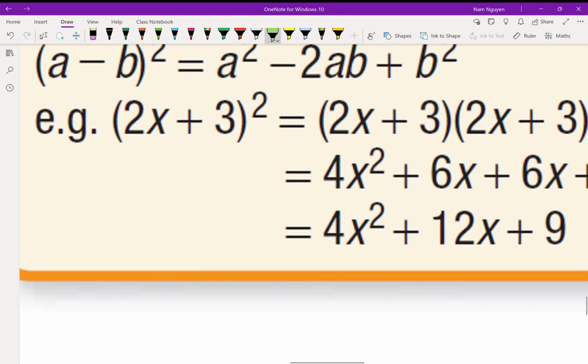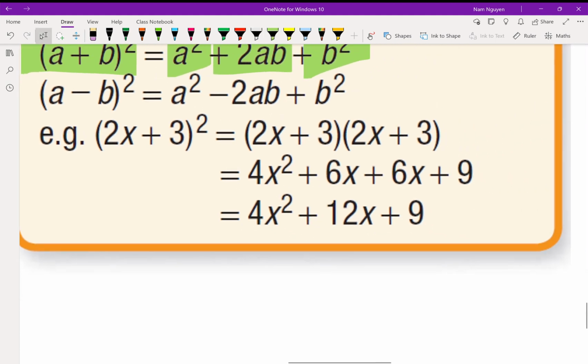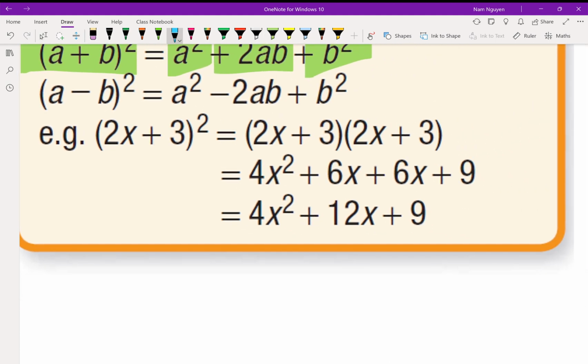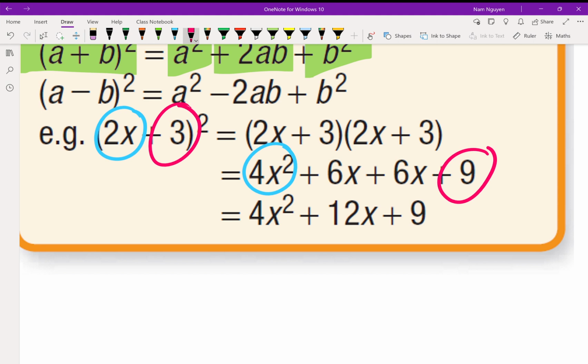So you can see here, in order for you to shortcut this, you can square 2x, which is here, square the 3, and then multiply these 2 things together. 2x times 3 is 6x. Multiply that by 2, and you'll get that. That's the shortcut, okay?